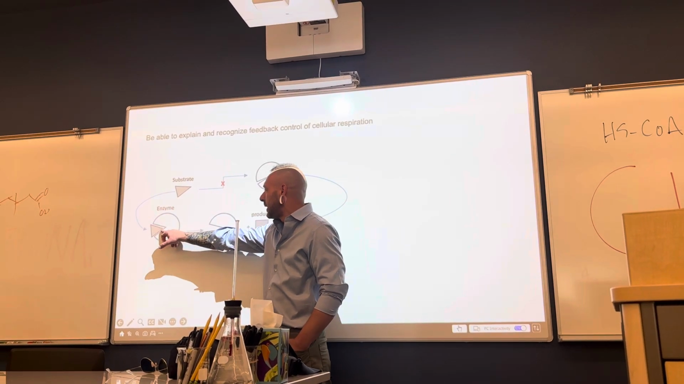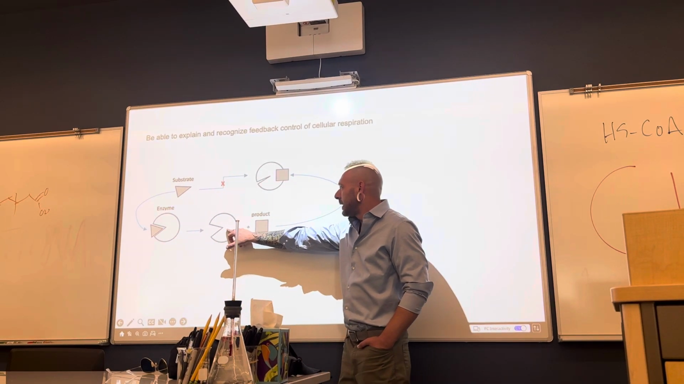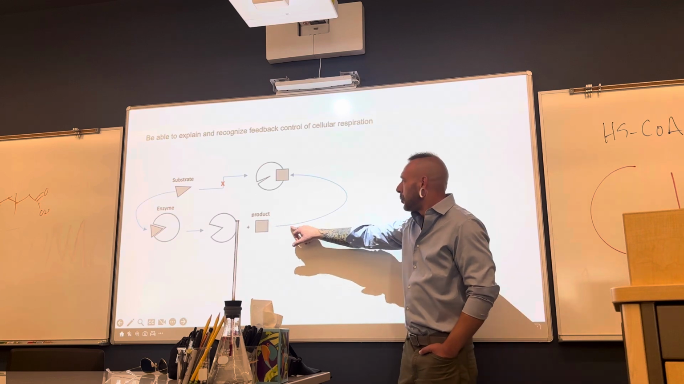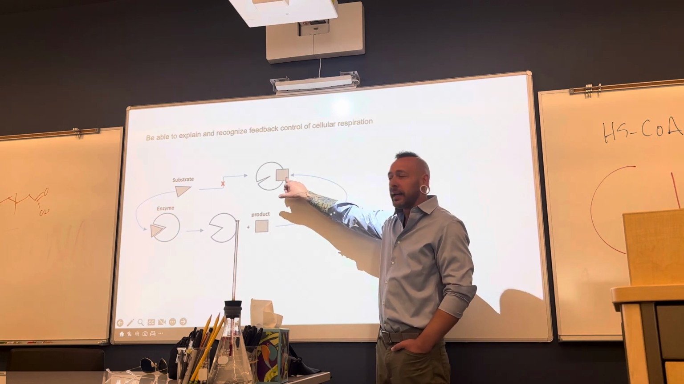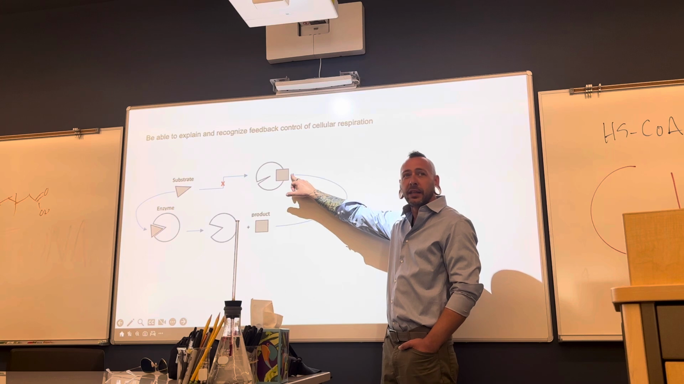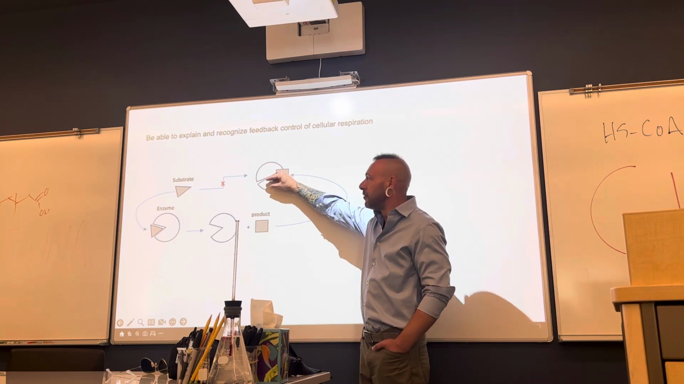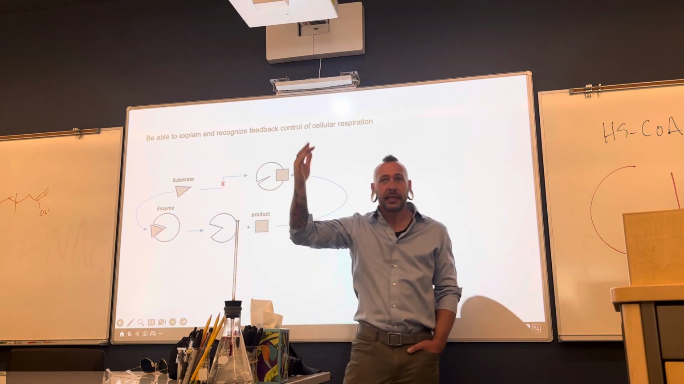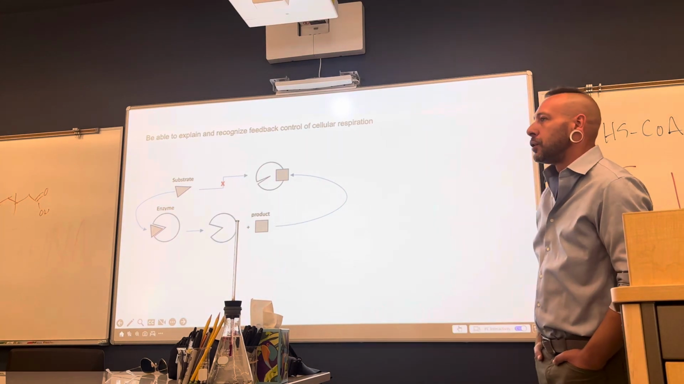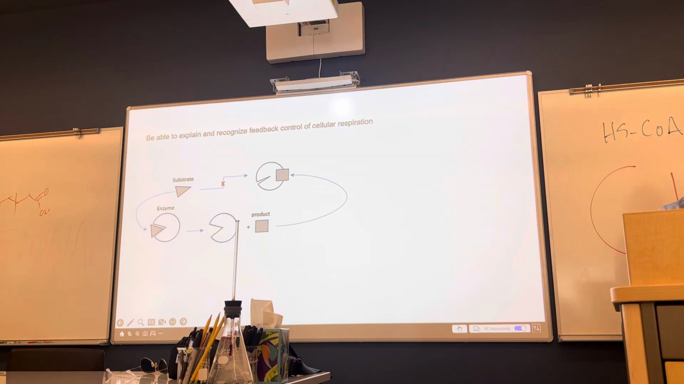Substrate binds the enzyme. Enzyme turns it into product. Product feeds back and binds not in the active site, but somewhere allosterically, changing the shape of that active site so that it's no longer active. It can't bind that substrate. That's negative feedback. That's that feedback control that we were talking about. This one specifically is negative feedback where the product inhibits the enzyme that led to the creation of that product in the first place. Can anybody think of a specific example of this in cellular respiration?